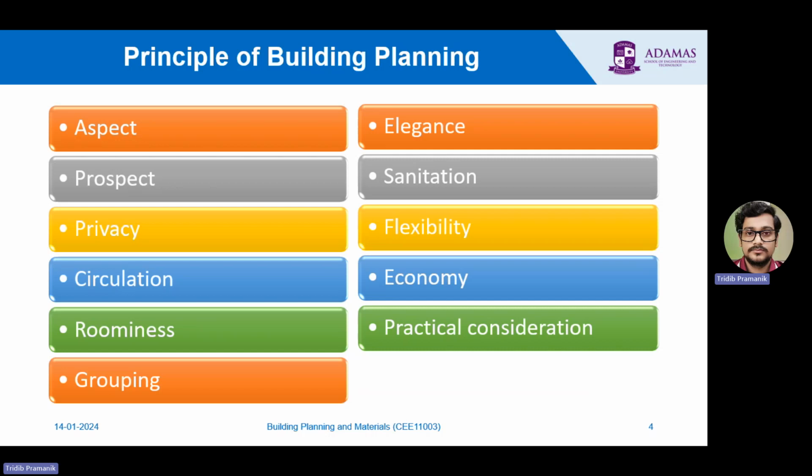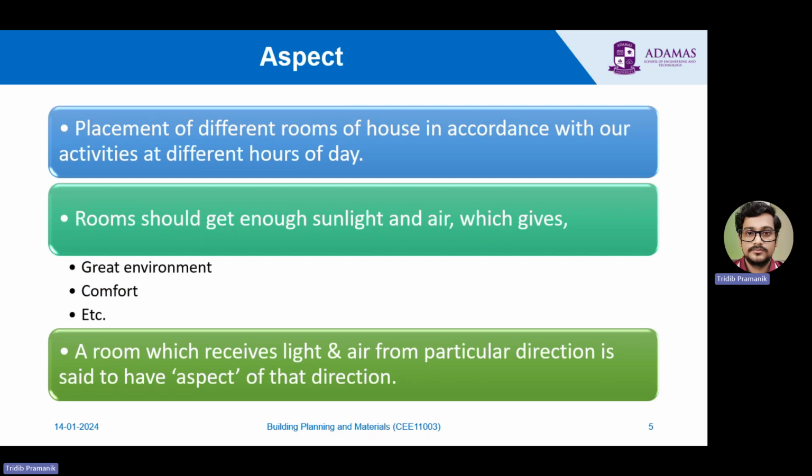Now here are the principles of building planning. Here we can find 11 principles. We have more principles also, but these are the main prime principles we follow. So we have prospect, aspect, elegance, privacy, circulation, roominess, grouping, sanitation, flexibility, economy, and practical considerations. Now one by one we will go through. First one is aspect.